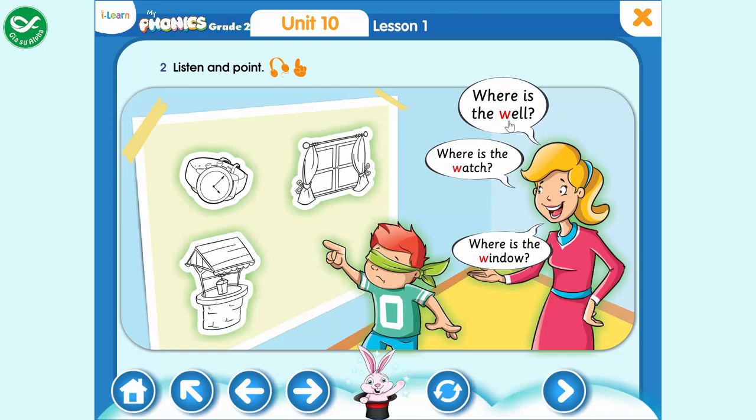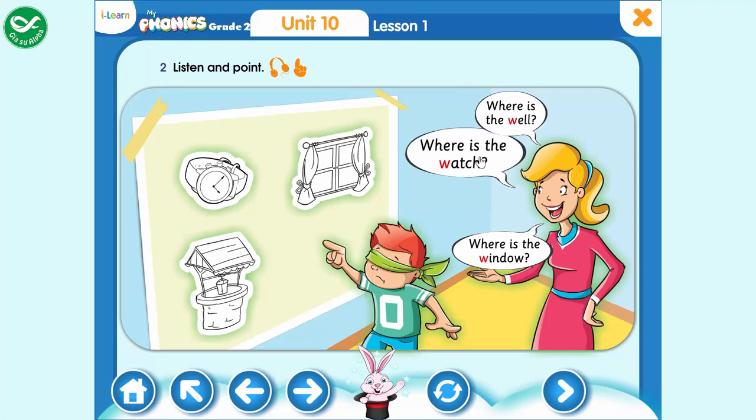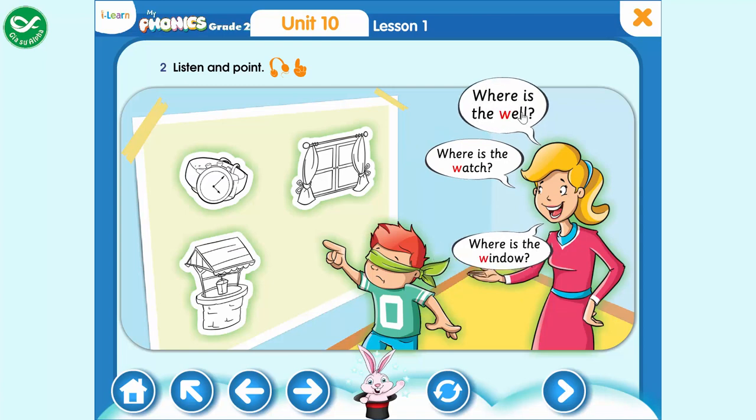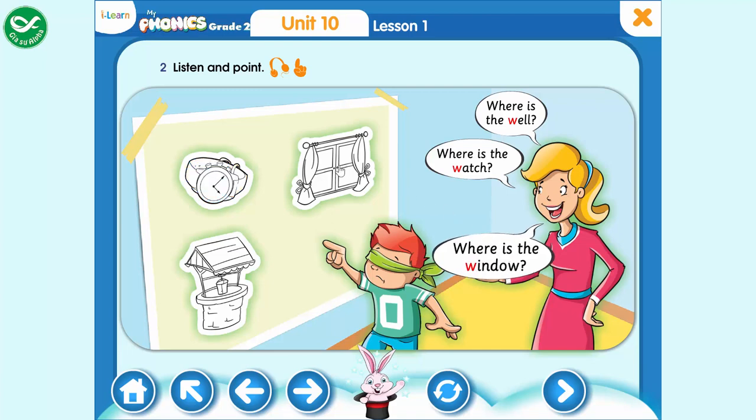Where is the well? Where is the watch? Where is the window? Where is the well? Where is the watch? Where is the window?